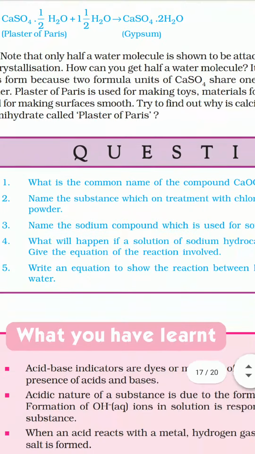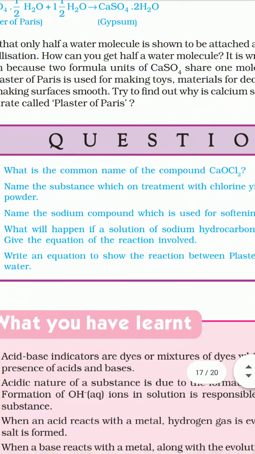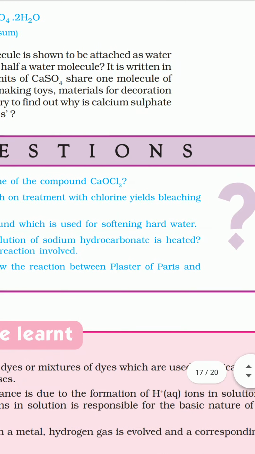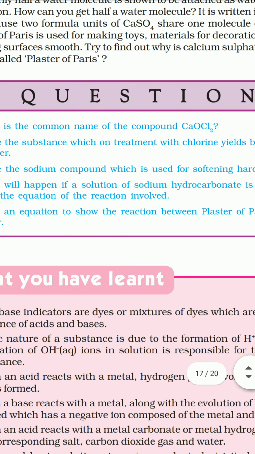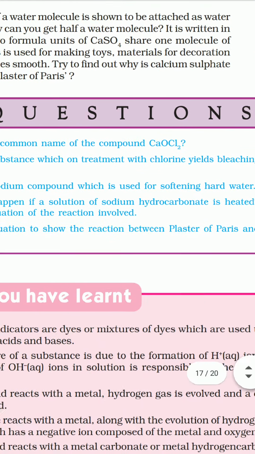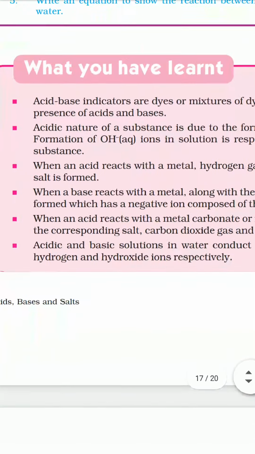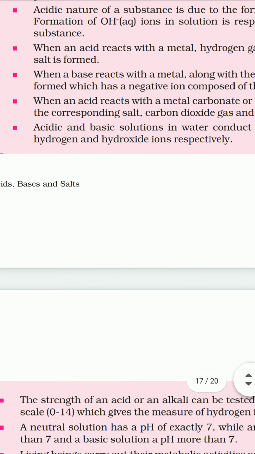What will happen if a solution of sodium hydrogen carbonate is heated? Write the chemical equation. Carbon dioxide gas will evolve and sodium carbonate will be formed. 2NaHCO3 gives Na2CO3 plus CO2 plus H2O. Write the chemical equation for the reaction between plaster of Paris and water. Gypsum is formed. CaSO4.1/2H2O plus H2O gives CaSO4.2H2O. That is gypsum. That is hard. What is the common name of the compound CaOCl2? It is bleaching powder. So this is all about the in-text questions of the NCERT book, lesson 2.